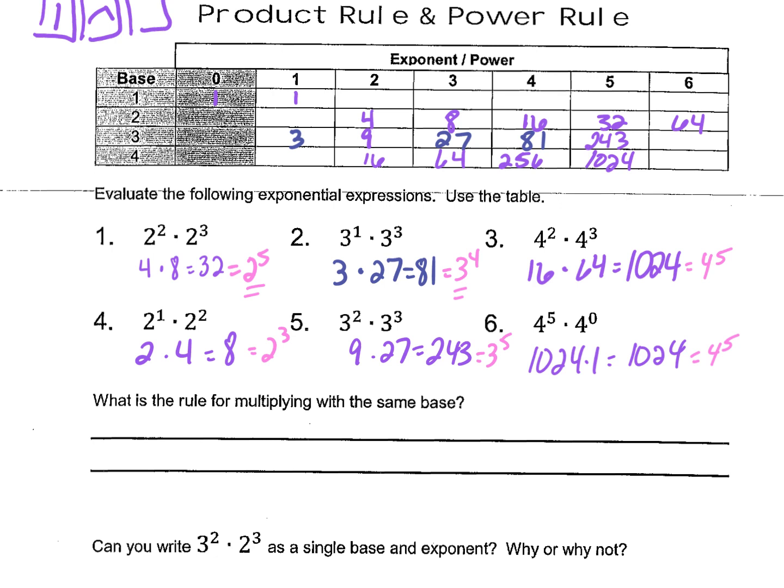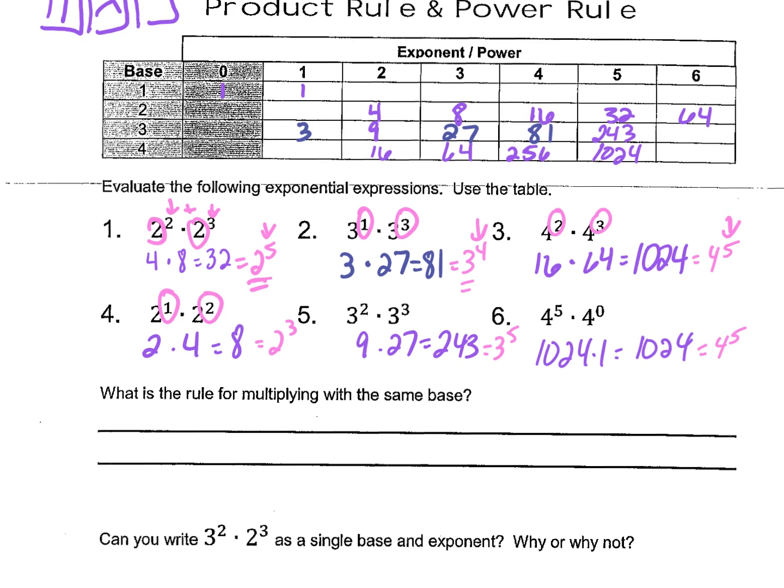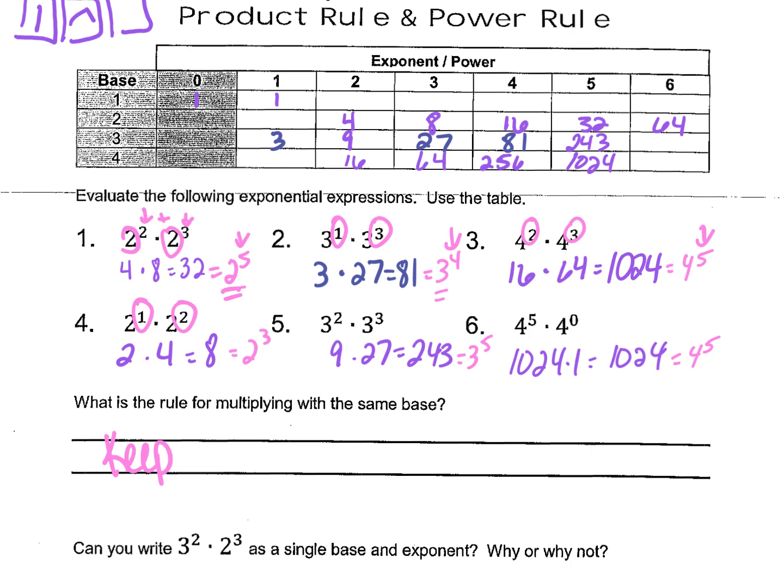Okay, so now we're looking for the rule for multiplying with the same base. So hopefully you're seeing with my base of 2 here and my little numbers, we're going to add those 2 little numbers to give us our exponent. So 1 plus 3 is 4. 2 plus 3 is 5. And you'll see that as we continue on. So the rule would be to keep the base and we're going to add the exponents.